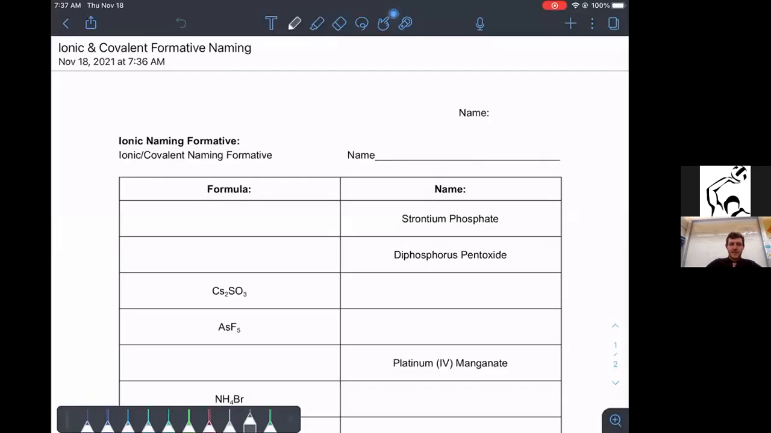Hey, ladies and gentlemen. So today what we are doing is going to look at the formative one that we took on Tuesday. Sorry, not Monday. We took this one on ionic and covalent naming. All right. So if we look, the first thing we probably want to do is figure out which ones are ionic and which ones are covalent.